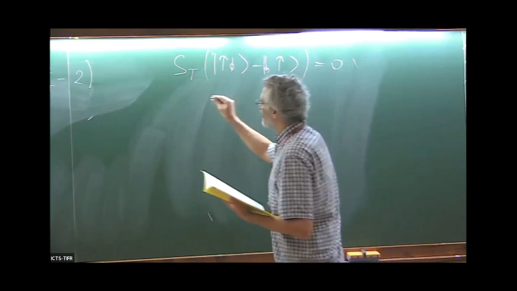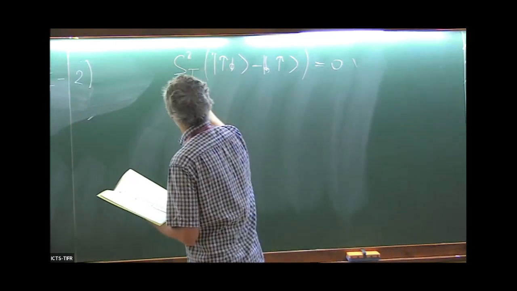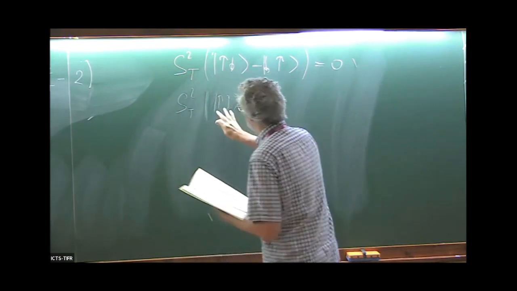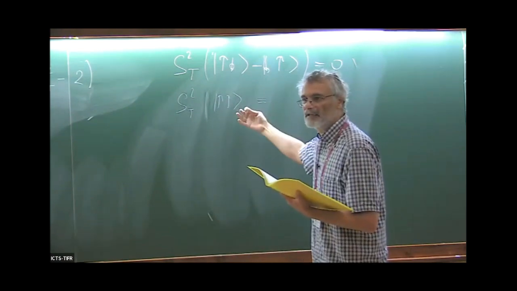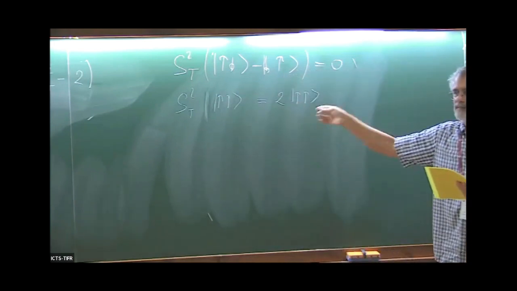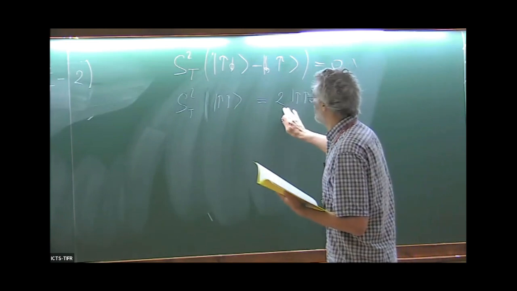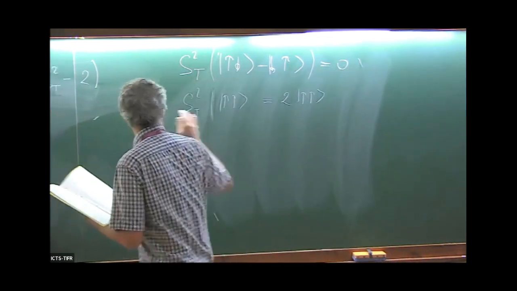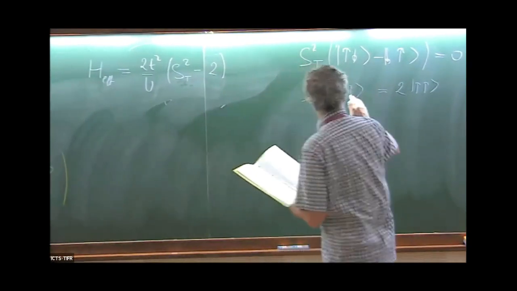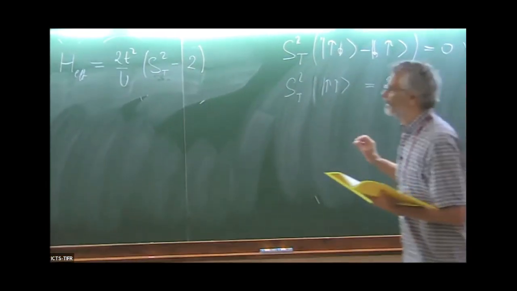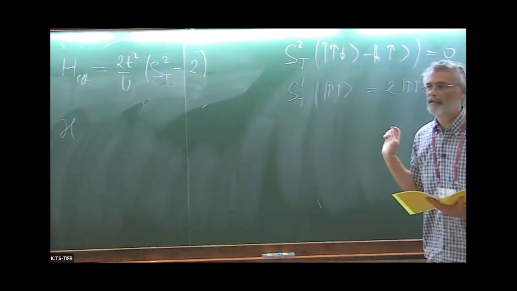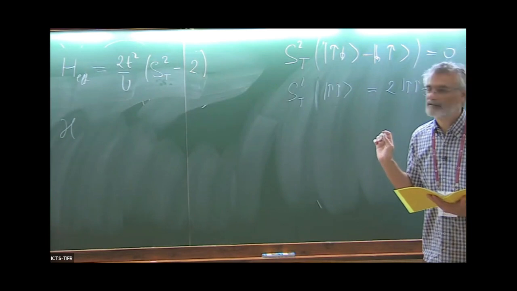Right. If we act with S total squared on, say, the triplet up up, this is a spin 1, so it is S times S plus 1, it is 2 times up up. So this is spin algebra that I hope you know. In that case, if we apply this Hamiltonian to up up, we will get 2 minus 2, which is 0. So H effective applied to up up will give 0. Let's expand this. Is it fine? You get the idea? Please nod if you don't.